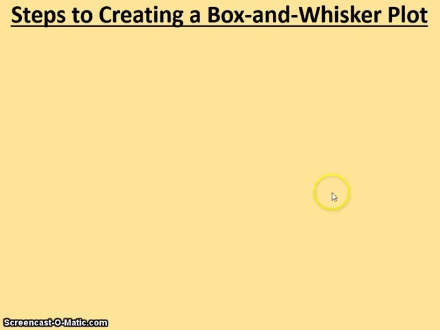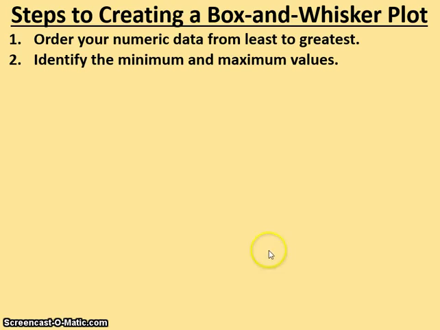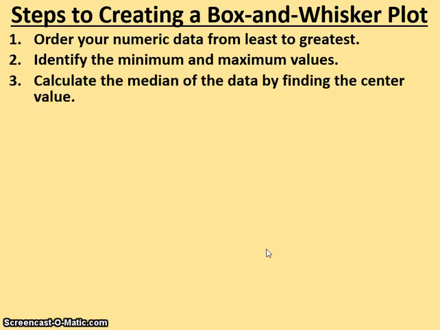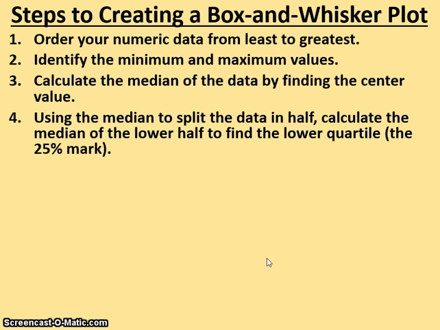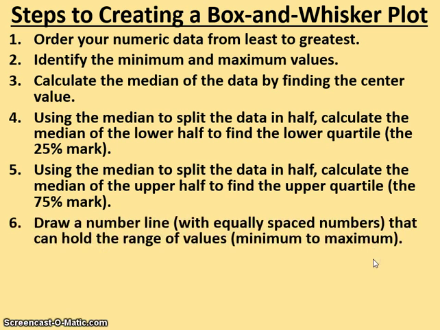Now, there are steps that you can use to create your own box and whisker plot, and they are as follows. First, order your numeric data from least to greatest. Identify the minimum and maximum values. Calculate the median of the data by finding the center value. Using the median to split the data in half, calculate the median of the lower half to find the lower quartile, the 25% mark. Then, using the median that you already have to split the data in half again, calculate the median of the upper half to find the upper quartile, the 75% mark.